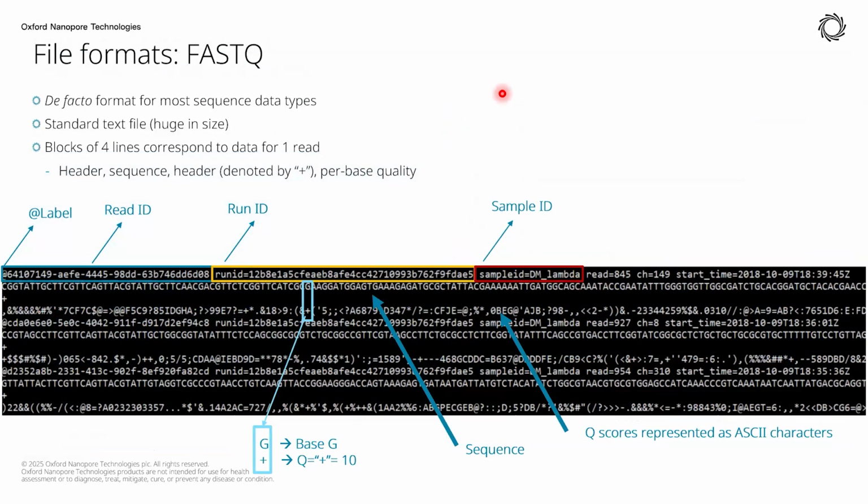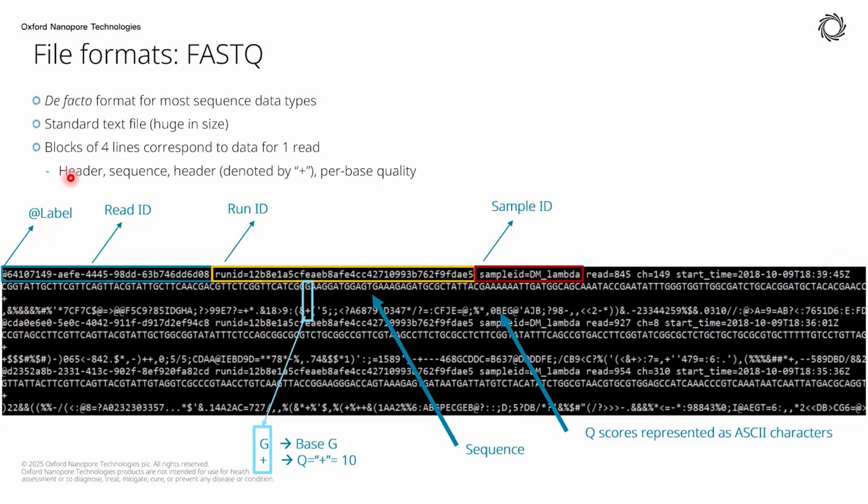We should also know a little bit about another file format which is very common across, I would say, most of the genomics platforms. It is called FASTQ file format. So this is kind of a de facto format for most of the sequencing data types. This is a text file, quite large in size. And for Oxford Nanopore specifically, this is how the FASTQ file should look.